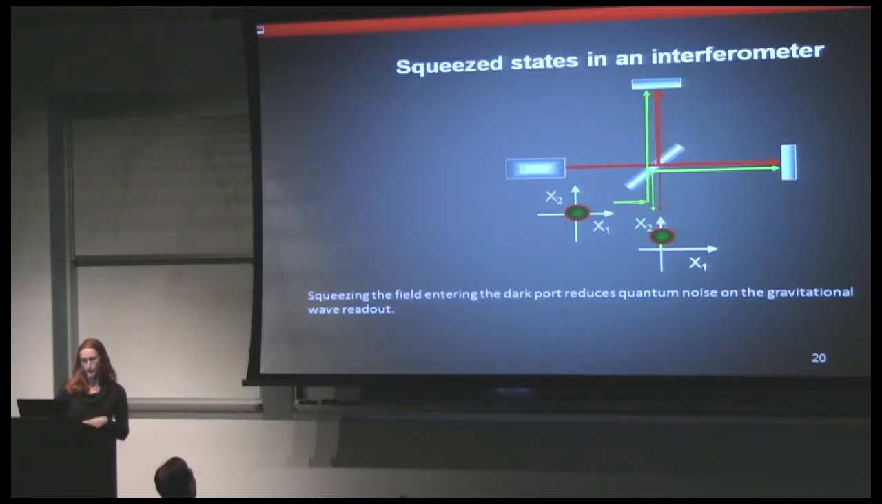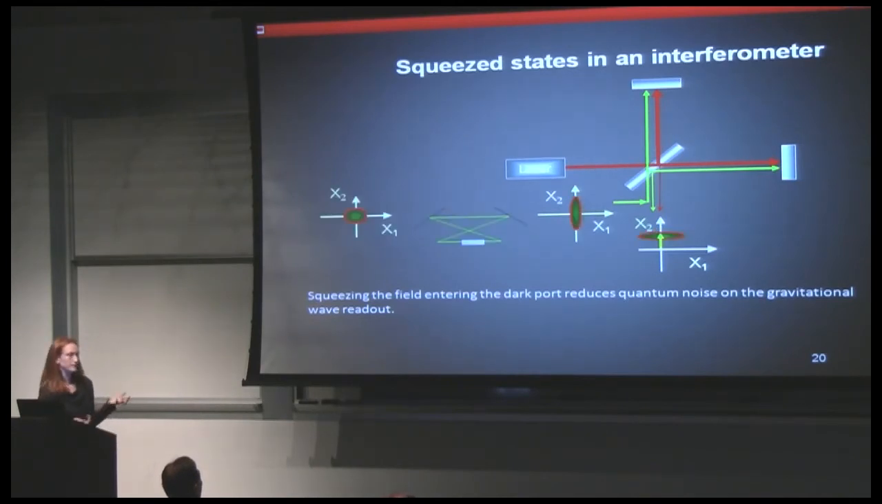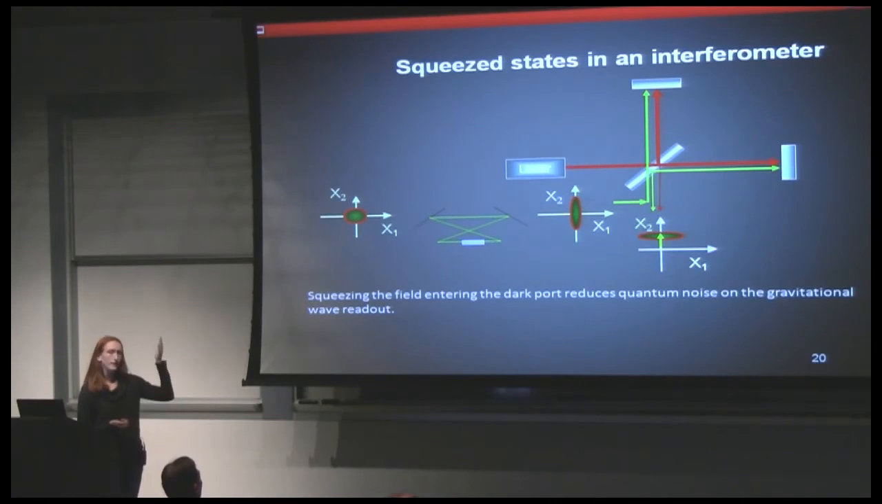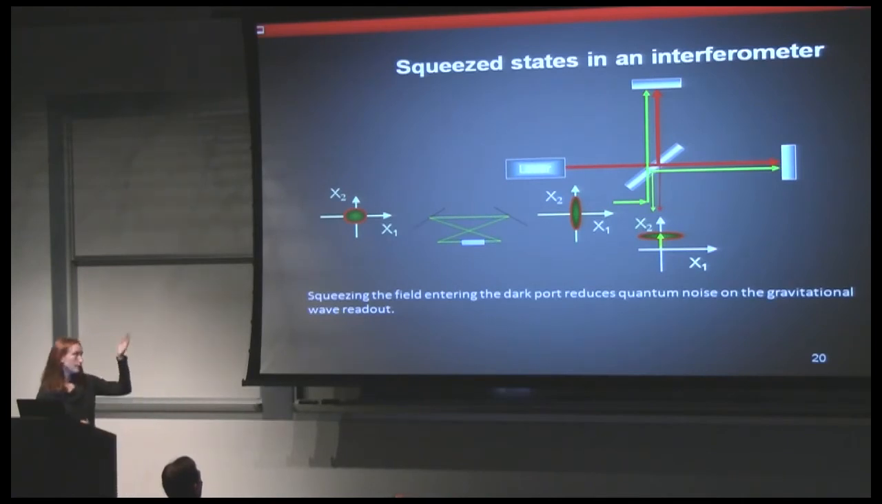All right. So we can use this in the interferometer. We actually don't have to make any changes to the interferometer itself. We just take those vacuum fluctuations that are entering at the dark port, and we put something we call a squeezer in the way, so that it passes through this cavity, they become squeezed, and when they reflect off the interferometer, the noise that they impose on the gravitational readout is reduced if you control the squeezing quadrature correctly.